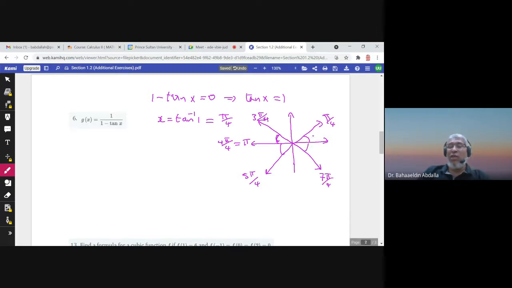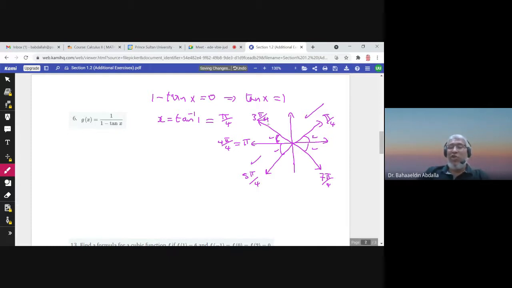So all of these four angles have a reference angle equal to pi over 4. According to a theorem, they have the same tan except possibly for the sign, which means the tan of these four angles could be positive or negative 1. Well, we need it to be positive. So where is tan positive? All students take calculus. So tan is positive in this quadrant and in this quadrant.